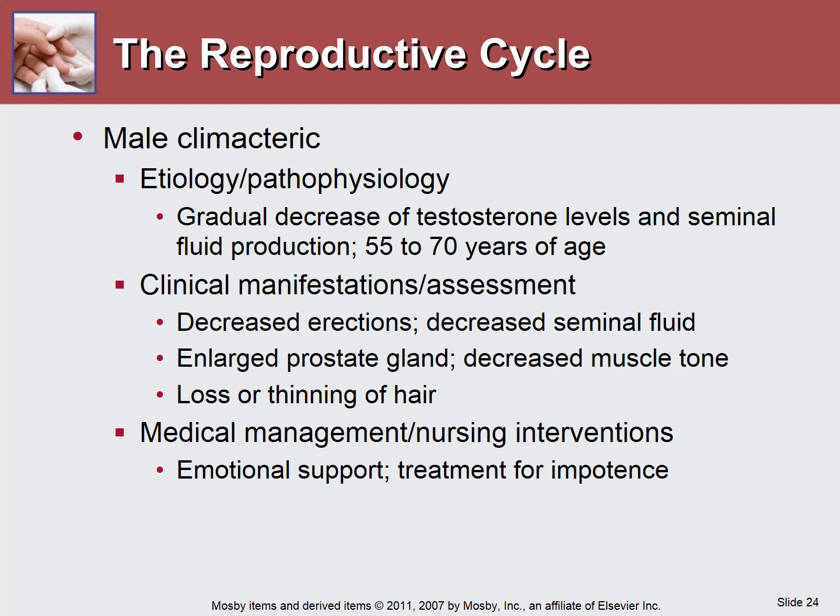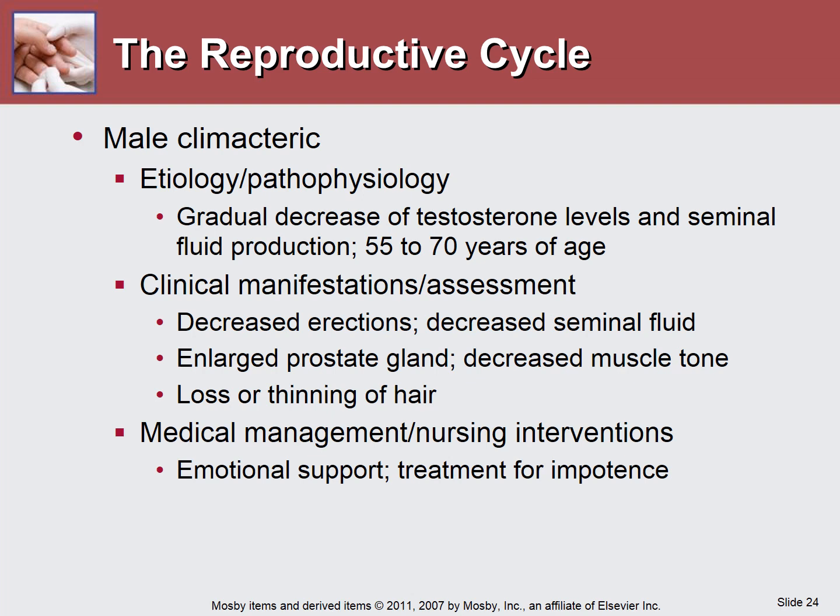All right, male climacteric is a gradual decrease of the testosterone levels and seminal fluid production in men, usually 55 to 70 years of age. Clinical manifestations show decreased erection, decreased seminal fluid, enlarged prostate gland, decreased muscle tone, and loss or thinning of hair. Medical management is usually emotional support and treating impotency with drugs such as Viagra.